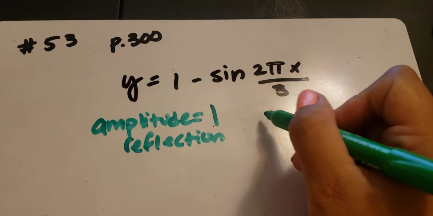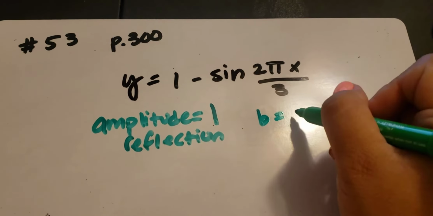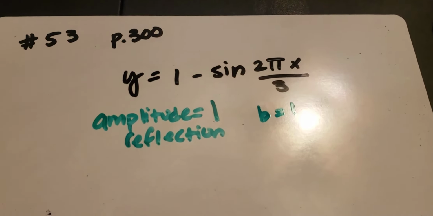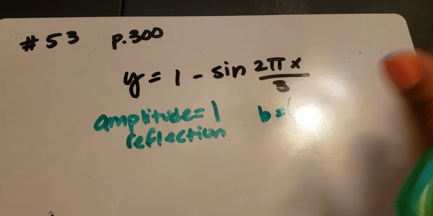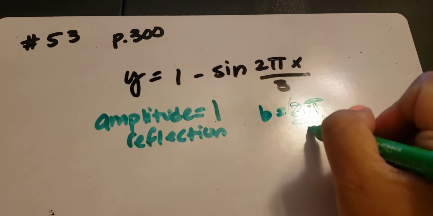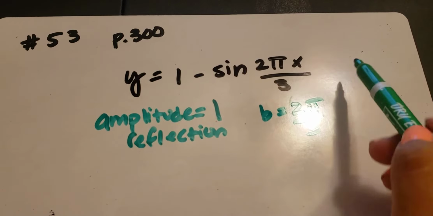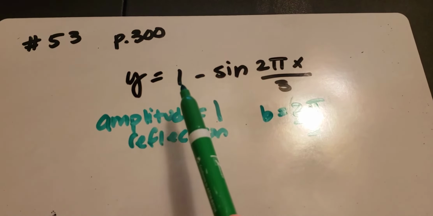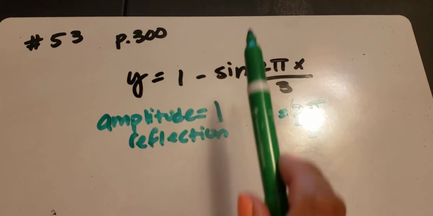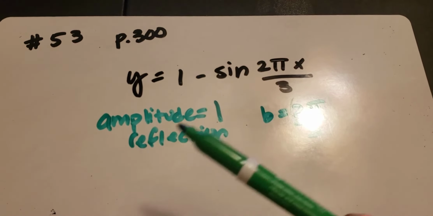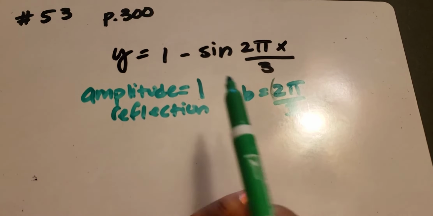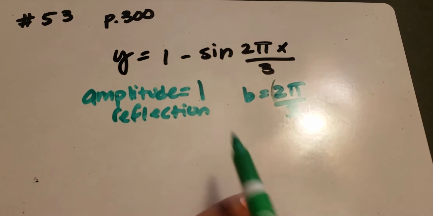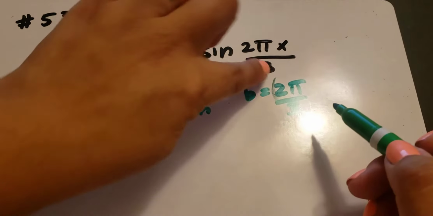Okay. All right. B happens to be 2 pi over 3. Okay. This is another one where there's no C, so it's not going to be shifted left or right. Okay. All right, here we go. You know, D is 1, so that means it should be shifted up 1 unit. You already know that. Okay. So when we graph the parent function of this one, you should see it. Okay. So B is 2 pi over 3.